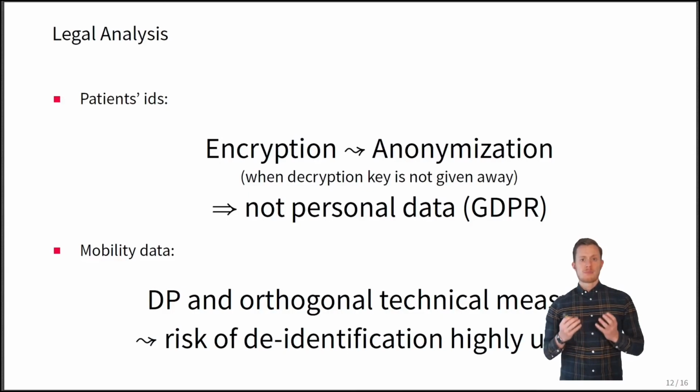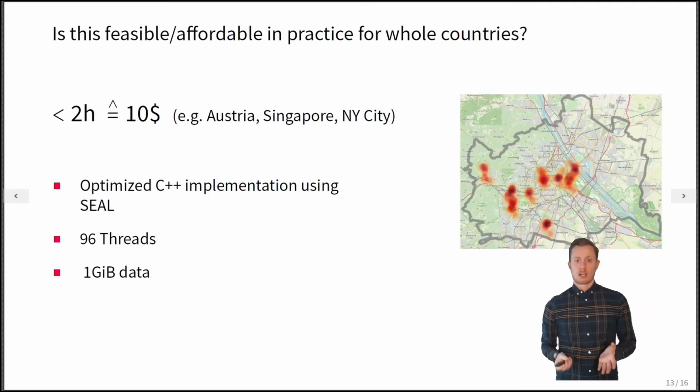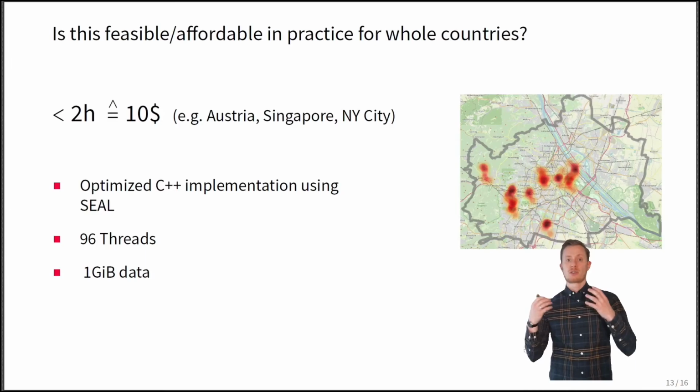So far we have been seeing how the protocol works and that it is compatible with the GDPR. But usually these privacy enhancing technologies come with extreme overhead in performance. So is this even feasible or affordable for whole countries? And the answer is yes. It took us less than 2 hours, or equivalently $10 on AWS, to perform our protocol for small countries like Austria or big cities like Singapore and New York City.